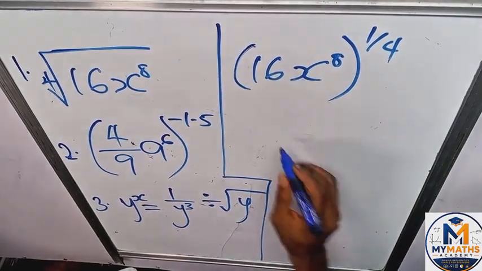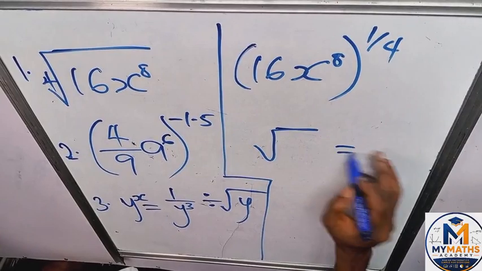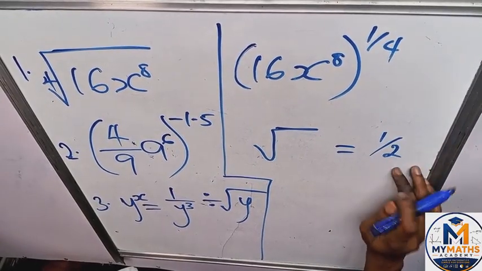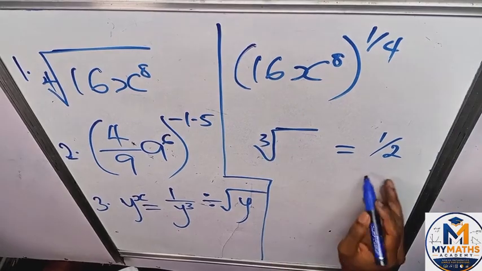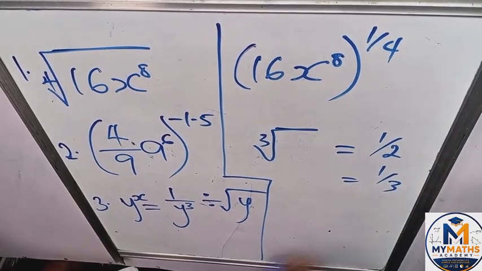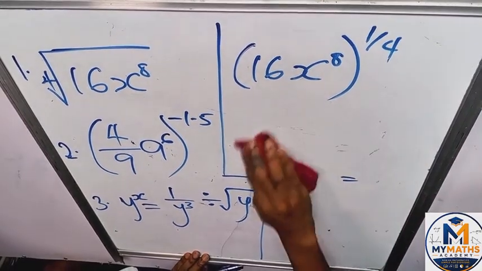Power 1 all over 4. If I have a square root, it means raised to power what? 1 all over 2. This is what it means. If I have a cube root, it means what? Power of 1 all over 3. Is that taken? So that is it.